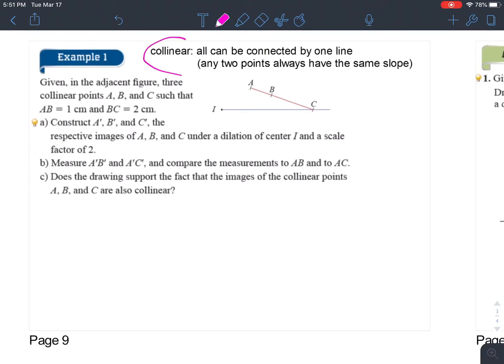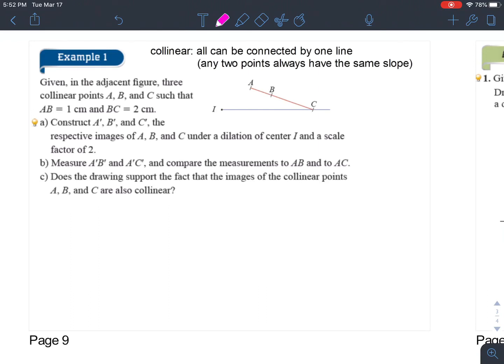Okay, as a reminder, we need to know the meaning of the word collinear. And so that tells us that the points can be connected by one line. And then also, any 2 points are always going to have the same slope. So like in the picture here, we can see AB and BC should have the same slope, as should the entire part AC.